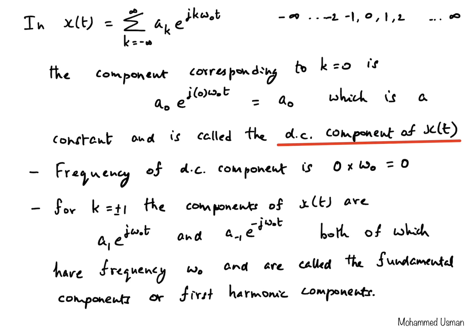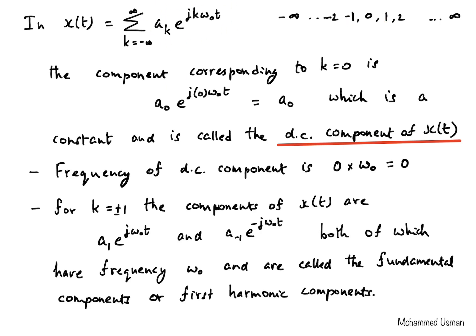And the DC component of the signal means it has a frequency value of 0, because it is k times omega naught, k into 0. So k is 0 here, so 0 into omega naught is 0. Okay, so DC component means 0 frequency component. So when k equal to 0, the corresponding frequency component, which we call as the DC component, has a frequency value equal to 0.